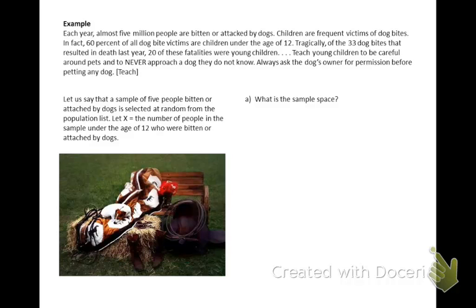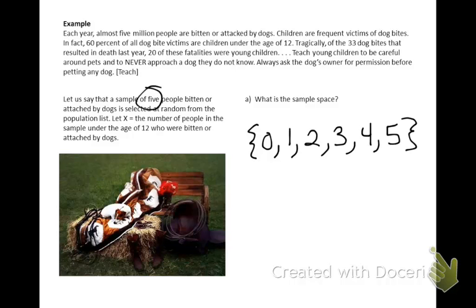Let us say that a sample of 5 people bitten or attacked by dogs is selected at random from the population list. Let X equal the number of people in the sample under the age of 12 who were bitten or attacked by dogs. The first thing we should figure out is what the sample space is. If we have a sample of 5 people, the potential outcomes could be that no one was bitten or attacked by a dog, or one person could be, or 2 people, or 3, or even all 5 people. This would be our sample space.